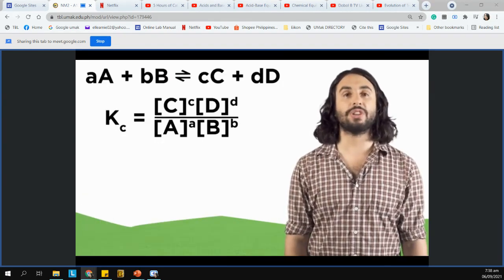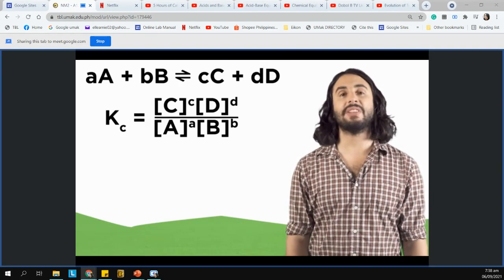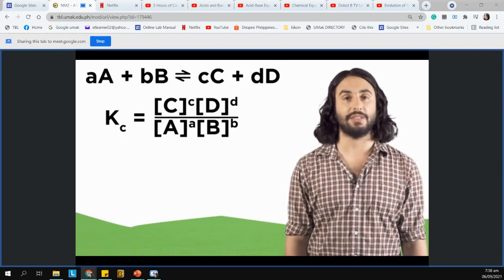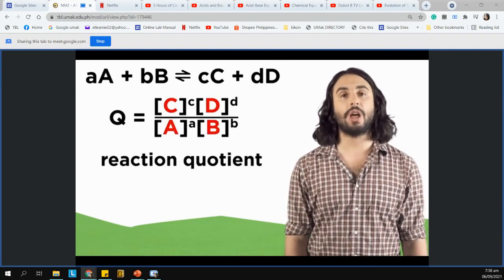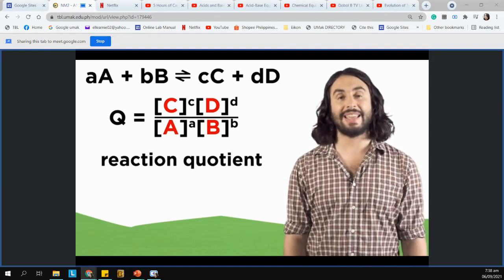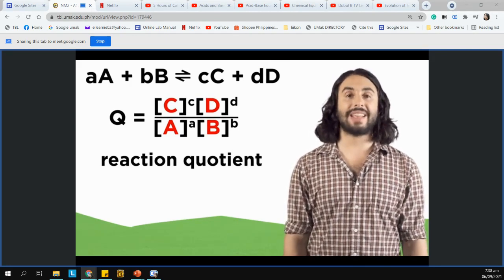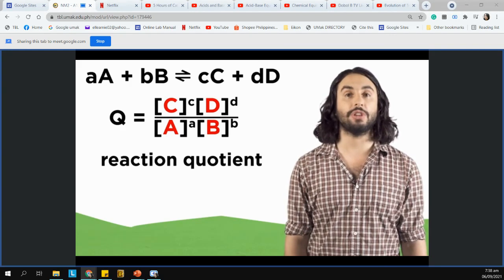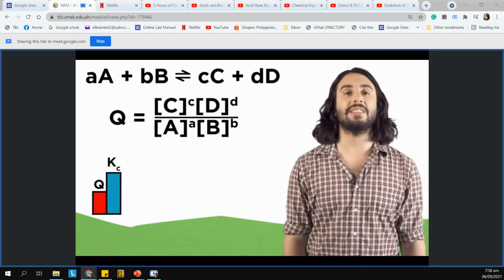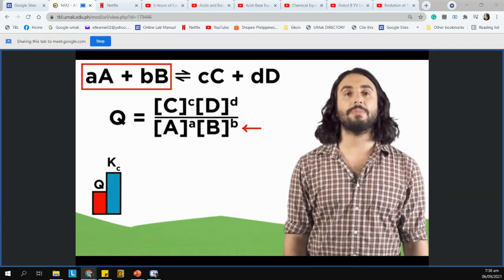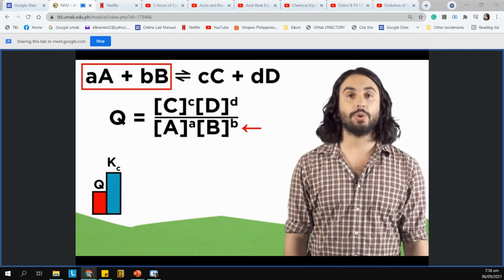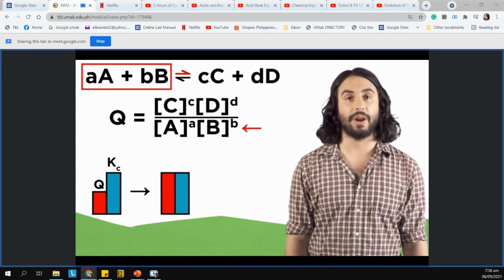Sometimes we may want to predict which way a mixture will go given some non-equilibrium quantities. To do this, we plug the non-equilibrium values into the Kc expression to calculate the reaction quotient Q. If Kc is bigger than Q, Q is more on the reactant side, so it'll make more products to equilibrate.